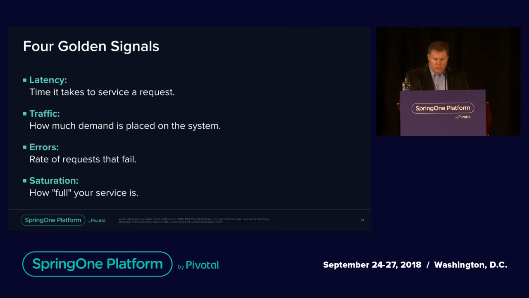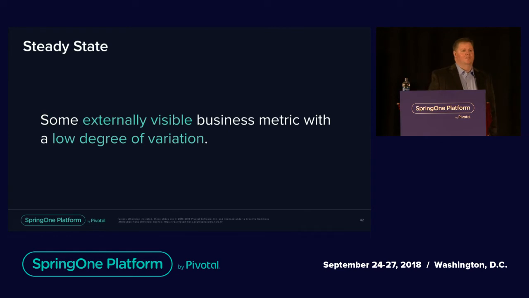But then I got interested in this concept of steady state. Steady state comes from chaos engineering, and we're going to talk a little bit more about that later on. Steady state is an externally visible metric. So again, put yourself in the shoes of the customer who's coming to the system. This is something that they can observe, maybe not directly, but the thing that I'm measuring is indicative of their experience, and it also has a fairly low degree of variation.